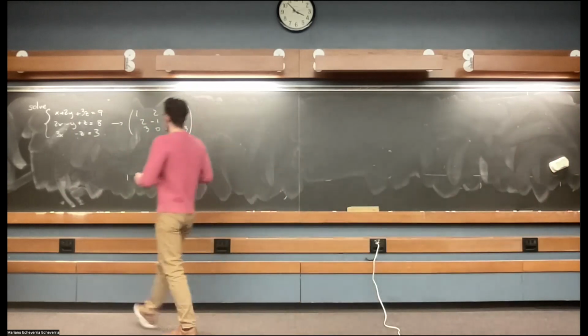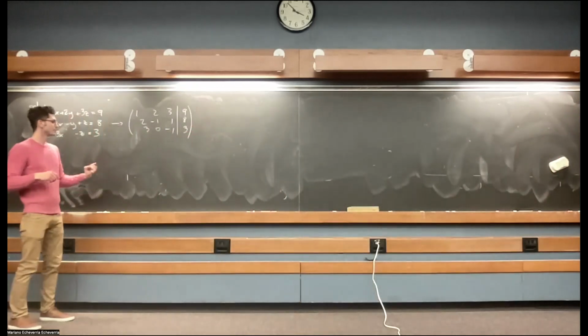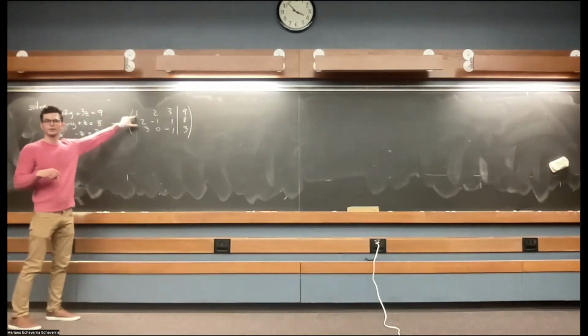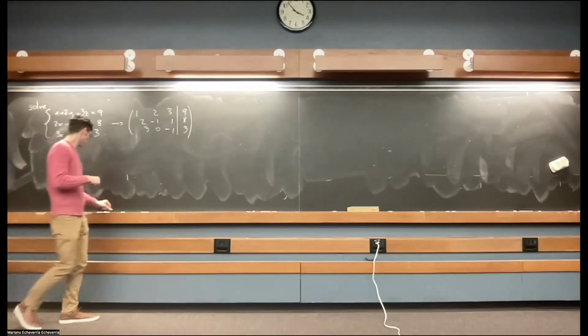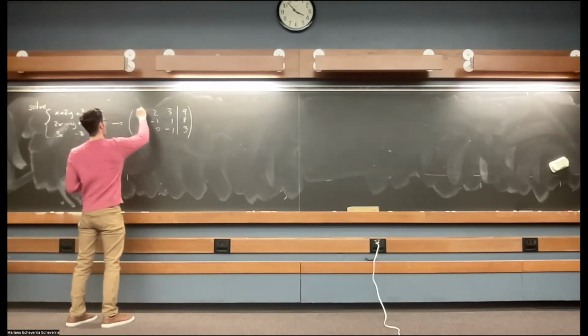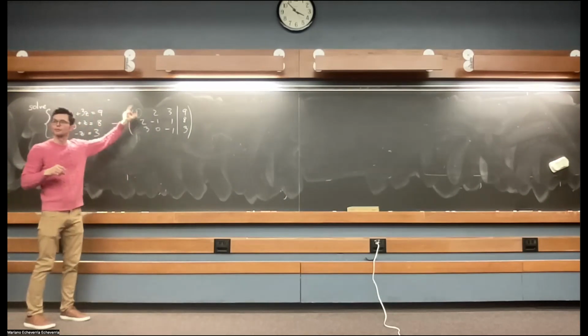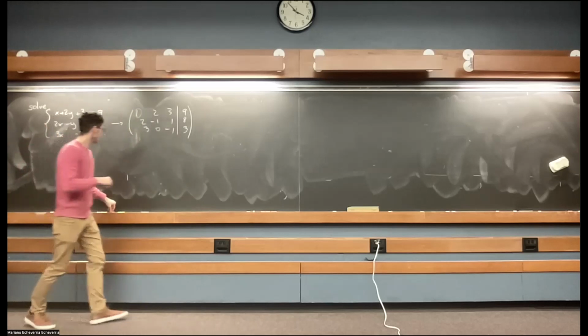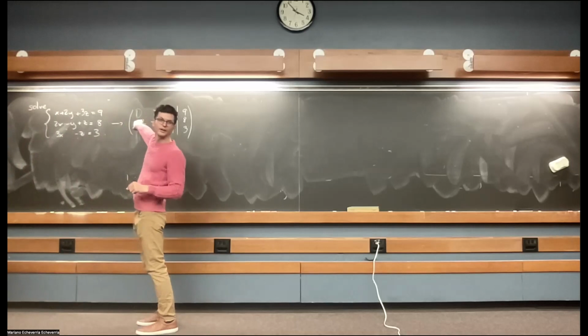And again, the goal is to make this as close as possible to the identity. We're already on the right track because this already starts with a 1, right? So that's good. The idea is to use this one to produce zeros everywhere else in that column. So you want 0 here, you want 0 here. How do I make a 0 here?